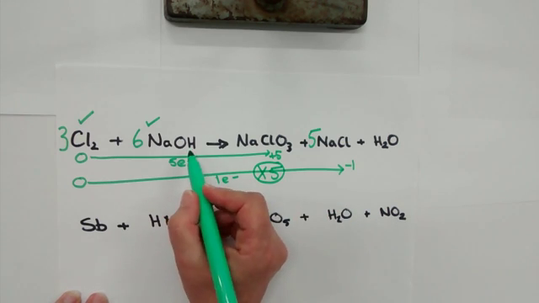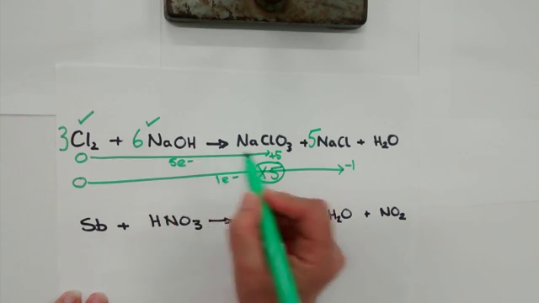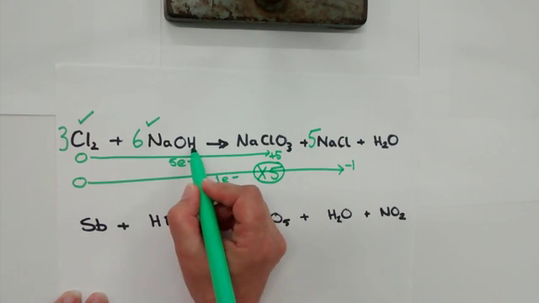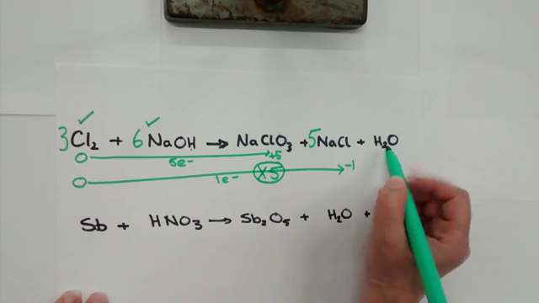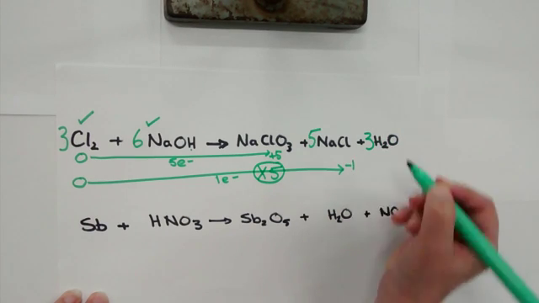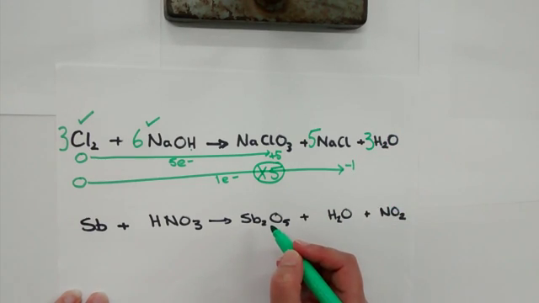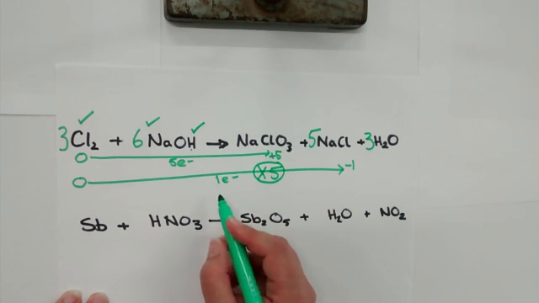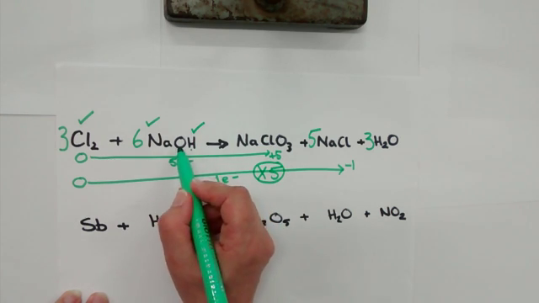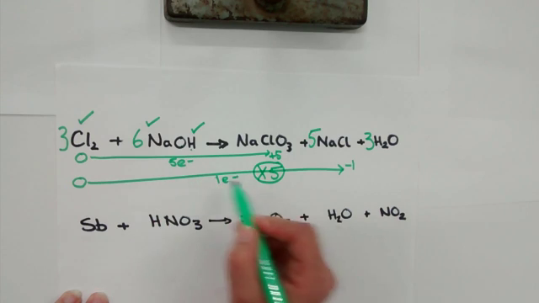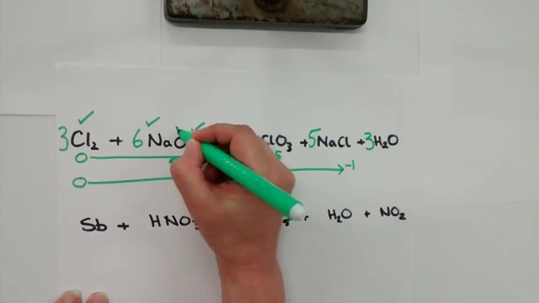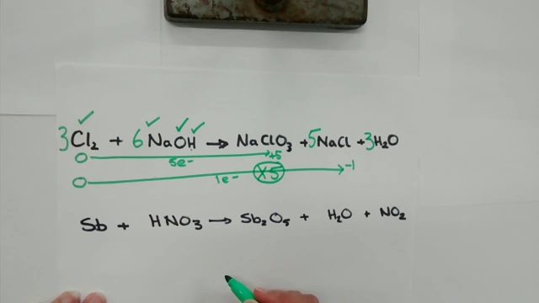Next thing to look at is perhaps the hydrogen, because it's only here, and we've got 6 of them here and 2 of them here, so therefore we would need 3 waters to get that to balance. So my hydrogens are balanced. Left over is oxygen. I've got 6 here, and on this side I've got 3 and another 3, so therefore I know I'm completely balanced at this stage.